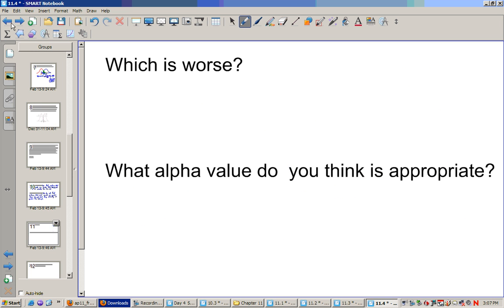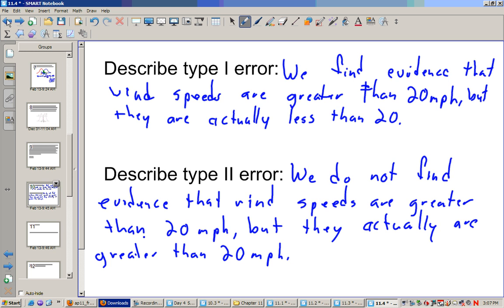All right. So which is worse? Let's think about this. Which of these two things is worse? Well, in a type 1 error, if we find evidence that the wind speeds are greater than 20 miles per hour, but they actually aren't, that means we find a great spot to put a wind turbine, we put it up, we spend over $1 million to put it up, and then we don't get the wind speeds that we want, and so we lose out on a ton of money.